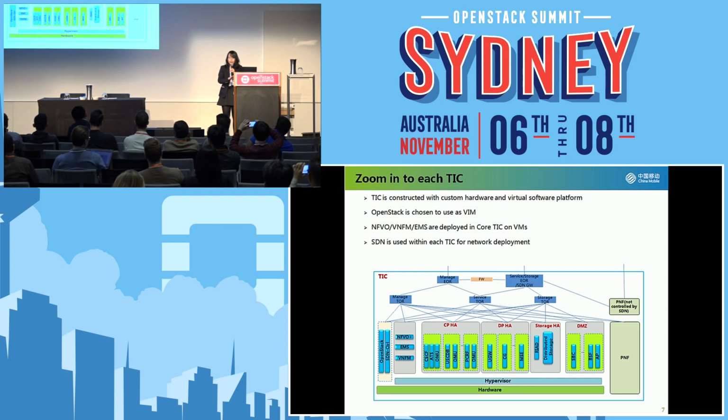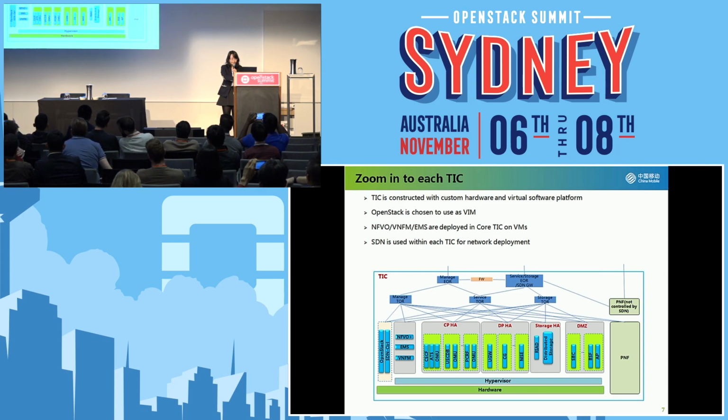But we also see that during the transformation, we can have some physical network functions still co-located in the same tick. And also, we think that OpenStack, of course, is chosen to be the manager for the virtual infrastructure. And we also consider that the orchestrator, the VNF manager, and the EMS should be deployed in the core tick only, and these should be on VMs, so they will quite largely simplify the network design for our tick. And also, of course, SDN is used for both within tick and between ticks.